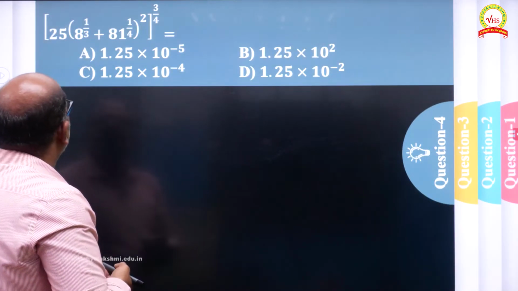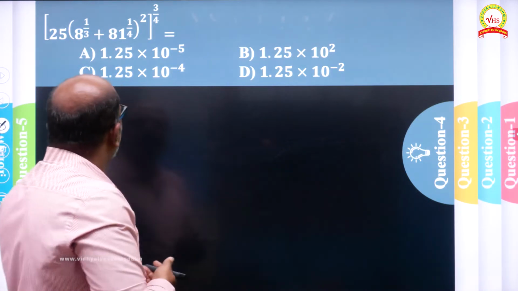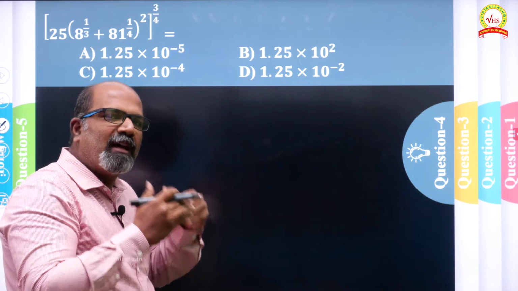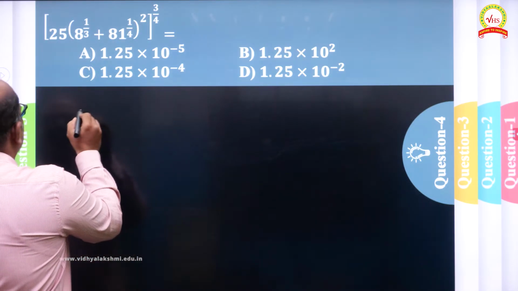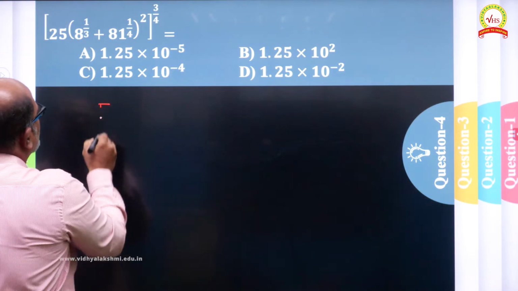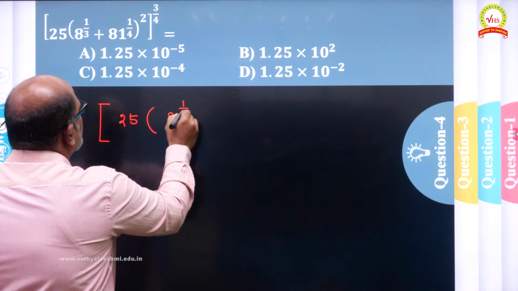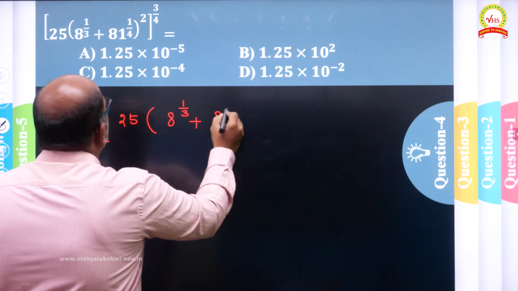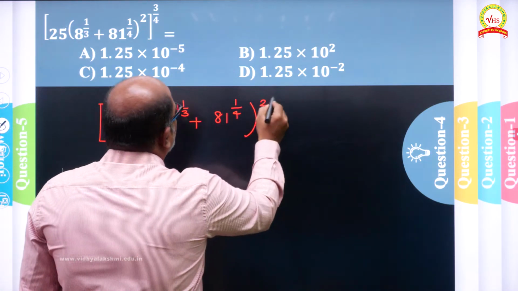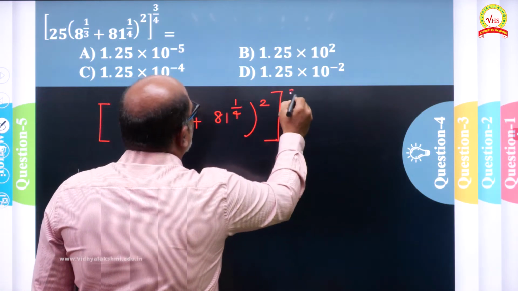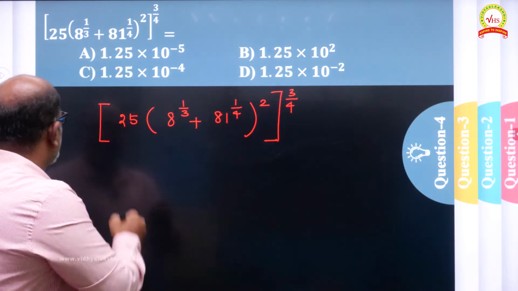Yes, the fourth question of this session, and this is actually a small expression. We are happy to see this because this expression is very small compared with the previous ones. In this, I want to take the question. We are having 25 multiplied by (8 power 1 by 3 plus 81 to the power of 1 by 4) the whole squared, the whole raised to 3 by 4.